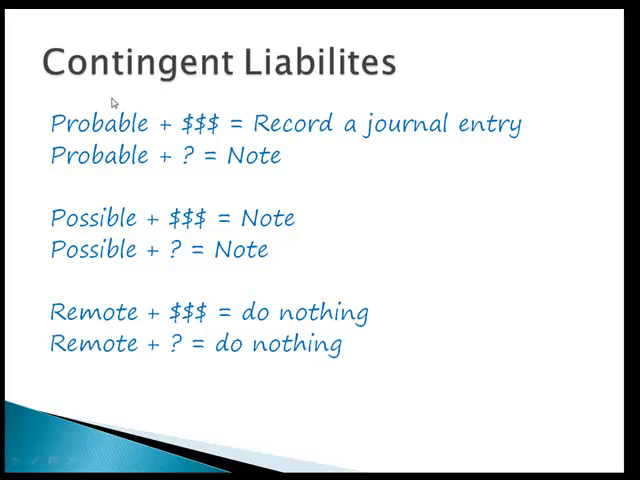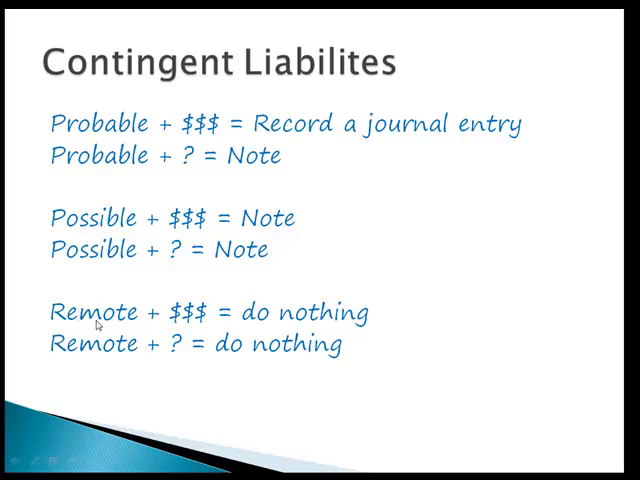They will deem whether or not each case is probable, possible, or remote. They will also tell you if there's a dollar amount attached to it. It's probable and we think we're going to have to pay X. Or it's probable that you'll have to pay and we don't know how much. Or it's possible that you may have to pay X dollars. Or, as your attorney, I think it's reasonably possible that you may have to pay, but I don't know how much.